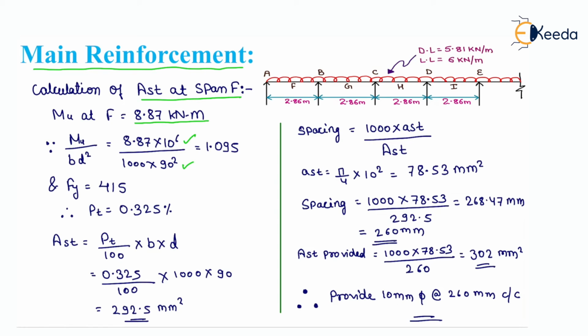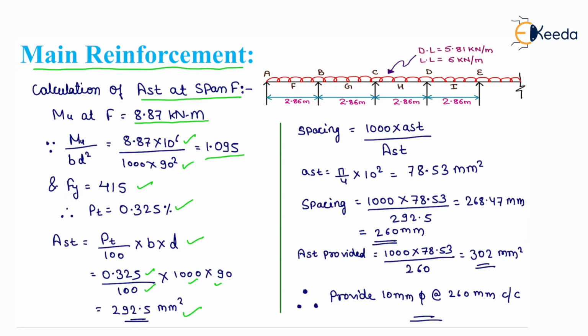We will get 1.095. And for Fy 415, we have percentage of steel Pt equals 0.325%. Now the formula for calculating Ast equals Pt upon 100 into B into D. On putting the values in this formula, we will get 292.5 mm square. Now we will calculate spacing.